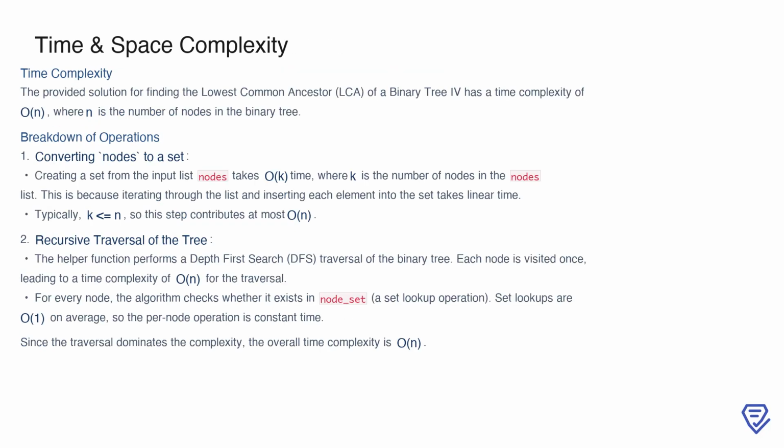Let's examine the time complexity of the solution for finding the lowest common ancestor of a binary tree. The overall time complexity is O(n), where n represents the number of nodes in the binary tree. Here's how that breaks down.